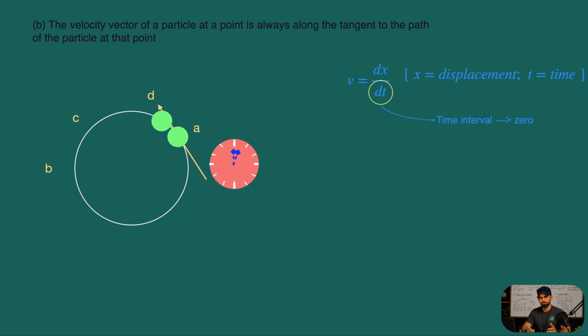When the time interval is finite, the displacement is along the chord joining the 2 points. But as the time interval approaches 0, the displacement vector gradually becomes tangential to the circle. Since the direction of velocity is always the same as the direction of displacement, the velocity vector also becomes tangential to the path at that point. Therefore, statement B is true.